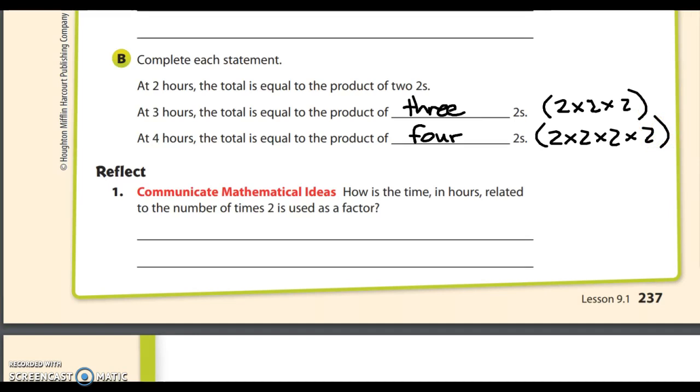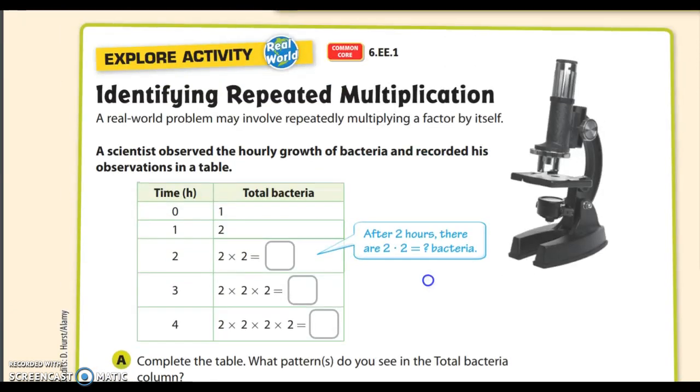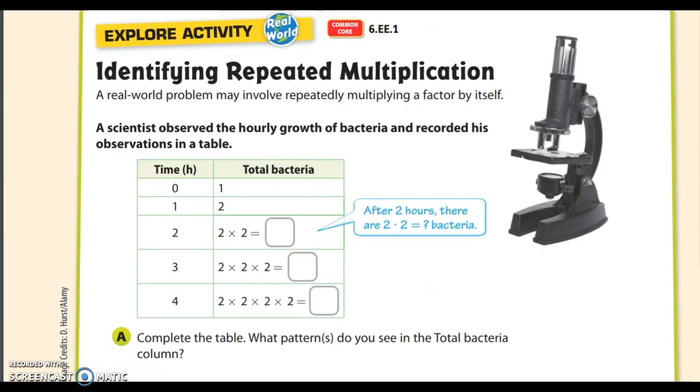Okay, reflect number 1. Communicate mathematical ideas. How is the time in hours related to the number of times 2 is used as a factor? So in order to answer this, I want to draw your attention to the table here. It says, how is the time in hours related to the number of 2's used as factors? Well, after 1 hour, there was 1 2. After 2 hours, there were 2 2's. After 3 hours, there were 3 2's.